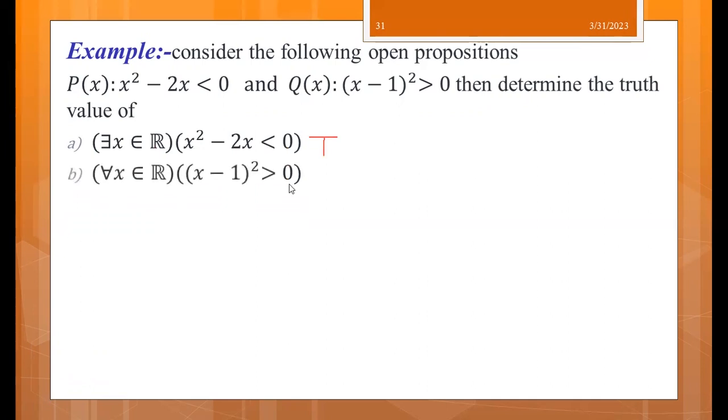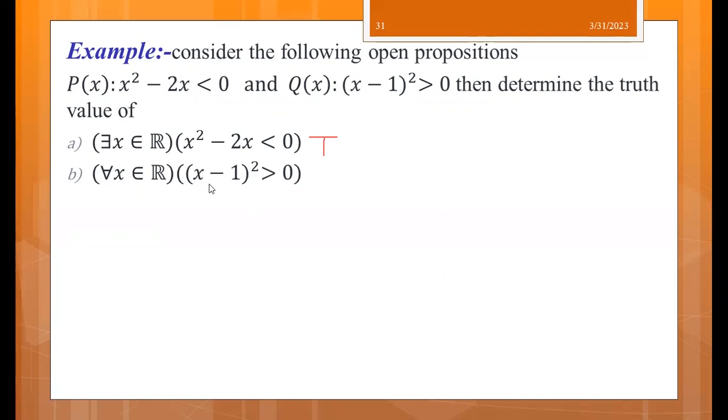Similarly, the next one: for all x, or for every real number x, the condition is that x minus 1, the whole squared, is greater than 0. From the definition of the universal quantifier, we know that the proposition quantified by the universal quantifier is false if and only if there exists at least one element x within the universal set, in this case the set of real numbers, that can make this property false.